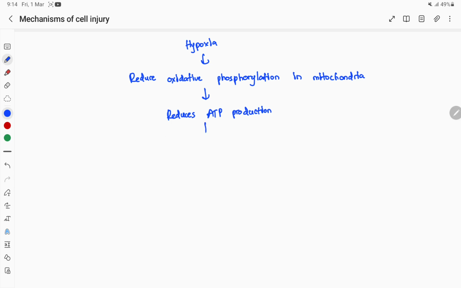Then when there is reduced ATP production, several mechanisms occur. For the sodium potassium ATPase pump, ATP is needed. So when there is reduced ATP production, the action of this channel gets reduced. And also when there is no oxygen for cellular function, there is anaerobic glycolysis. Also, when ATP production is reduced, protein synthesis is also reduced, as well as calcium homeostasis, which is maintained within a narrow range by this ATP. So when there is reduced ATP production, calcium homeostasis will be lost.